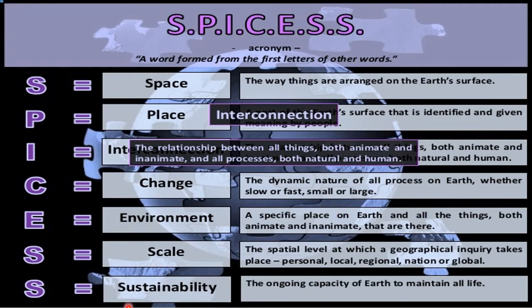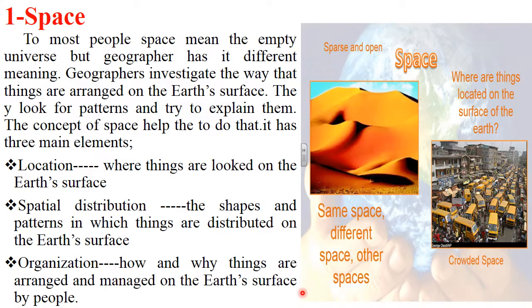Next is environment, a specific place on the earth and all the things, both animate and inanimate, that are there. Scale is the spatial level at which geographical inquiry takes place: personal, local, regional, national, or global. Sustainability is the ongoing capacity of the earth to maintain all life. It means the extent of our knowledge to sustain every natural thing which is found on the earth.